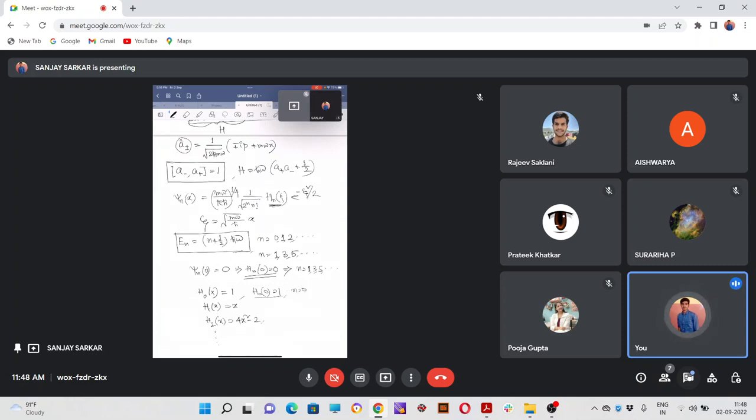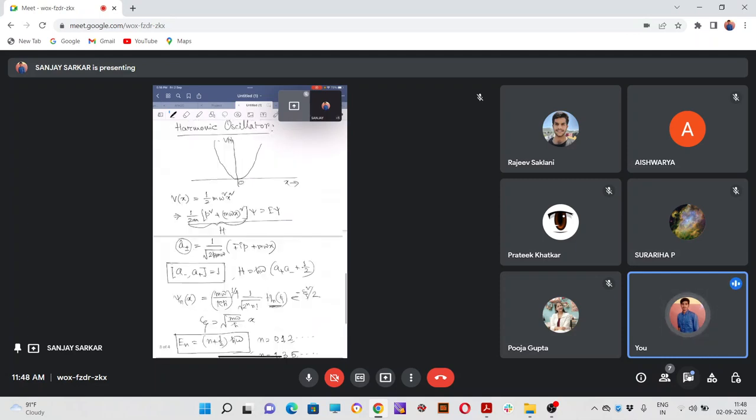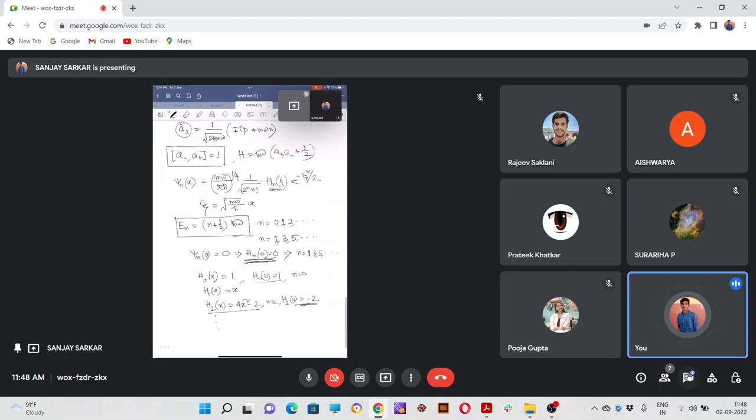Similarly, for n equal to 2, H2 at 0 is minus 2. Am I getting 0? No. So for even values of n, H at 0 is not 0, so this condition is not satisfied. If this condition is not satisfied, then those values of n are not allowed, so n equal to 0, 2, these values cannot be allowed.